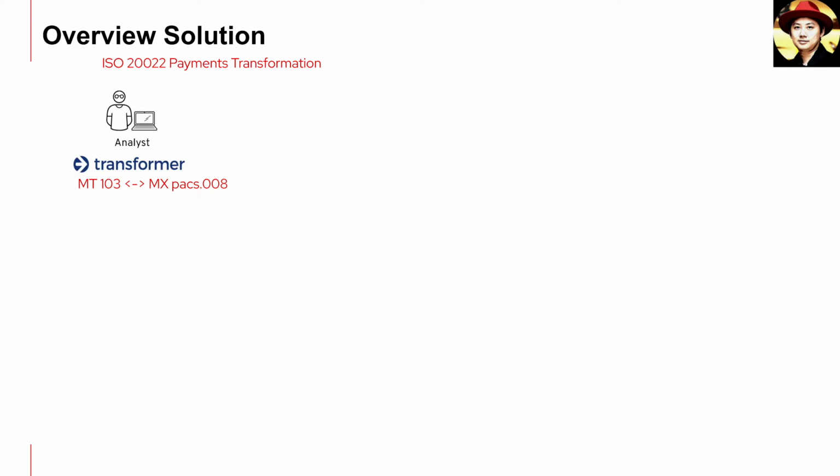My scenario here is taking the old payment format MT103 and transforming it into MX-PAX008 so that we can extend to the new Swift standards formats, which is based on the MX message standards. The output of this transformer is a Java jar file, and this jar file will be uploaded into an asset repository. In this case, I'm using Nexus.